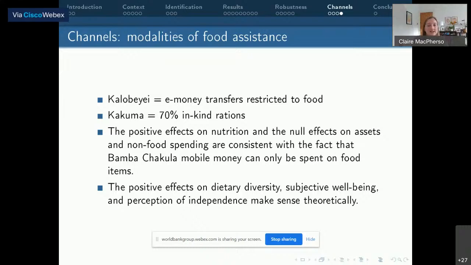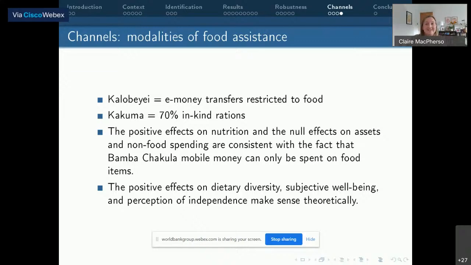And those of you who attended the presentation by Antonia Delius and Olivier Sterck yesterday may remember that Bamba Shakula is restricted in two ways. The e-money can only be spent on food or food items and only at shops which are licensed by WFP. Whereas the aid model in Kakuma is very different, or was very different at the time of our survey. Refugees were receiving more than 70% of their food ration in kind, and a small part of it through Bamba Shakula, the e-money transfers. The different observations suggest that a substantial part of the Kalobeyei effect is due to the greater importance of the cash transfers in Kalobeyei.